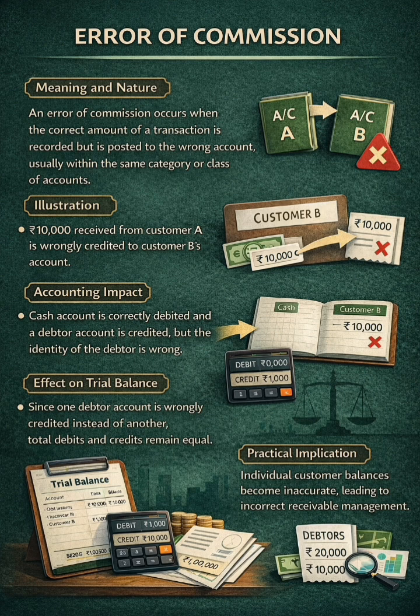Accounting impact. Cash account is correctly debited and a debtor account is credited, but the identity of the debtor is wrong. Effect on trial balance. Since one debtor account is wrongly credited instead of another, total debits and credits remain equal. Practical implication. Individual customer balances become inaccurate, leading to incorrect receivable management.